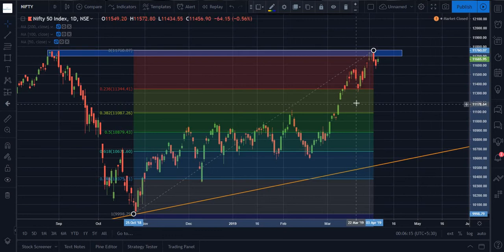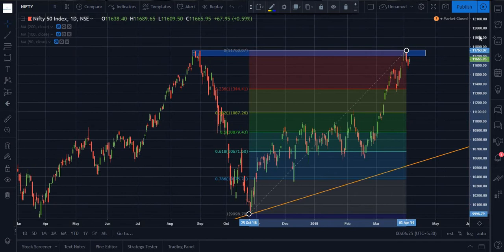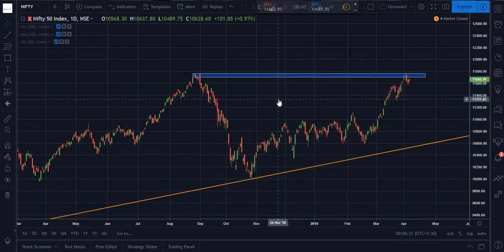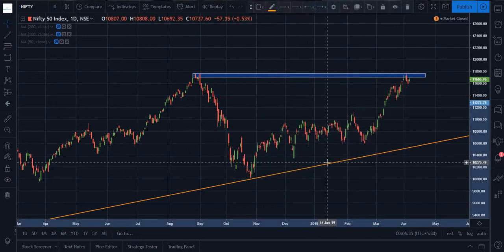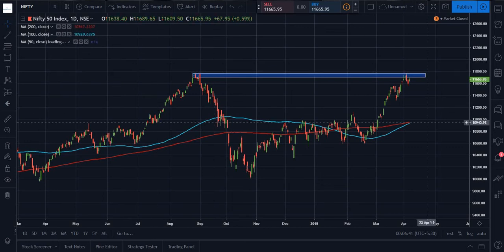So that gap can also be filled, and then it can come down and take this support and then start its next leg of move. So that is the one possibility which we can see as of now. Now let's remove this, and also remove this trend line and check what the moving averages are trying to tell us.